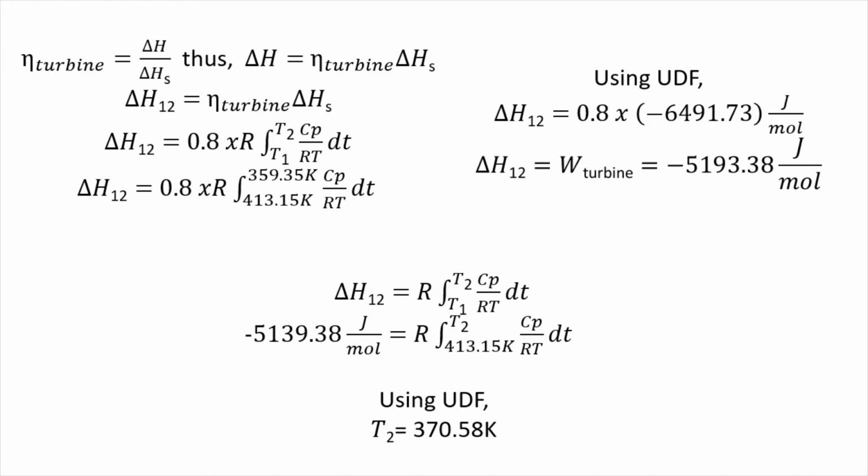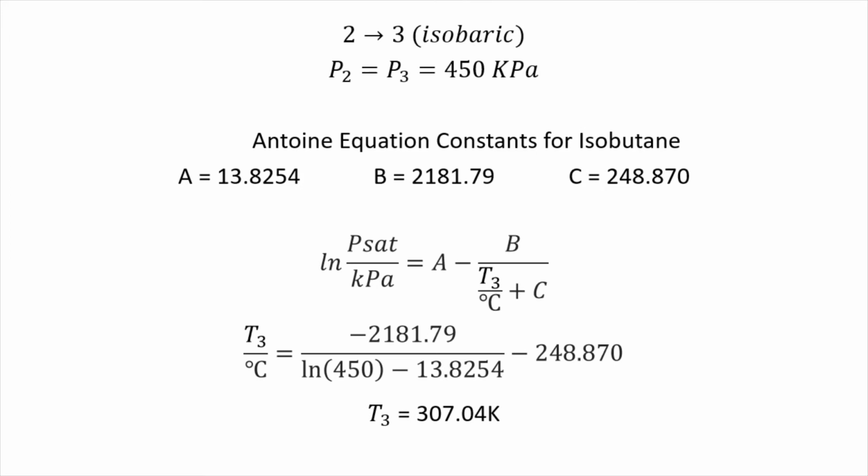Delta H from step 1 to 2 is equal to the turbine efficiency times the delta H isentropic, which can be solved by using the UDF. 0.8 times negative 6491.73 is equal to the delta H12, or our work turbine is equal to negative 5193.38 joules per mole, and the new T2 at 0.8 turbine efficiency is 370.58 Kelvin. Steps 2 to 3 is an isobaric process, which means P2 is equal to P3 is equal to 450 kilopascals.